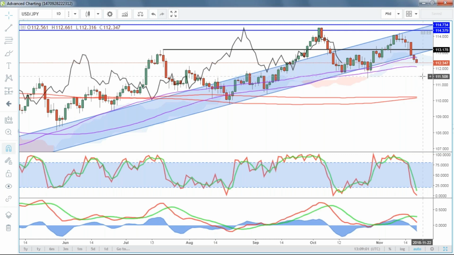If we see a break below there, then 111.50 becomes key. I wouldn't be surprised though to see that rotate just higher on the back of that though.